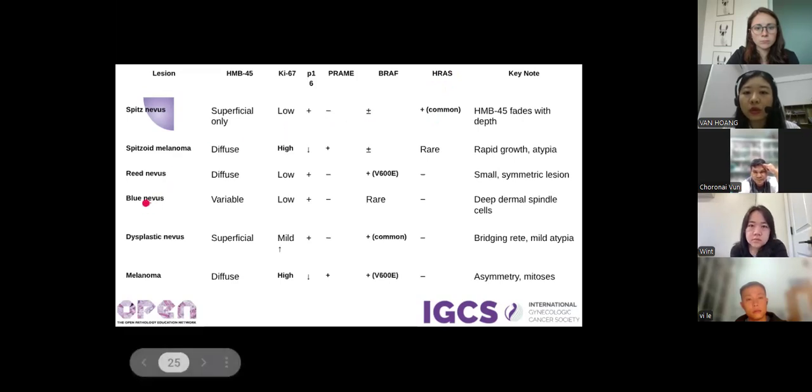With blue nevus, HMB45 is variable, and mutations are rare, so Ki67 is very low. And the last one is dysplastic nevus. There is a mild increase in Ki67, superficial HMB45, and the BRAF mutation is common.